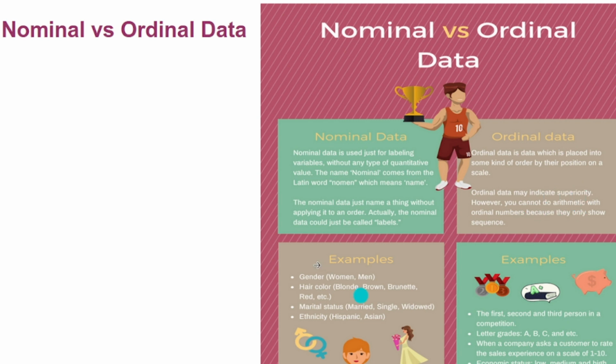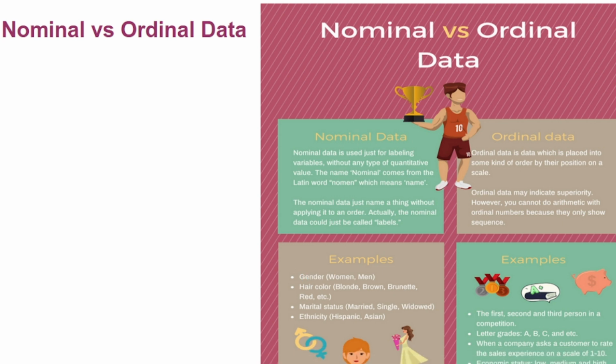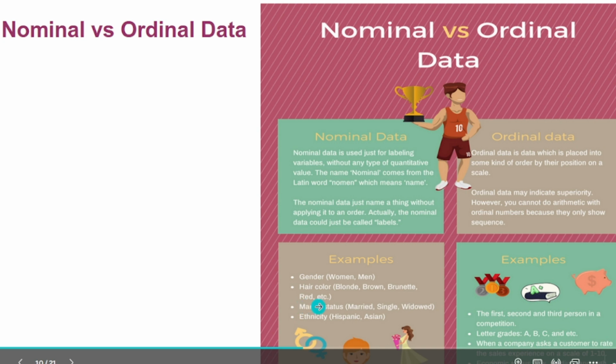To understand them very clearly, let us first look into nominal data. Nominal represents the name, or a label for a particular piece of data. For example, gender, which classifies people as male or female. Hair color can be blonde, brown, brunette, red, etc. Marital status, like married, single, widowed, etc. Similarly, ethnicity, like Hispanic and Asian, is nominal data.